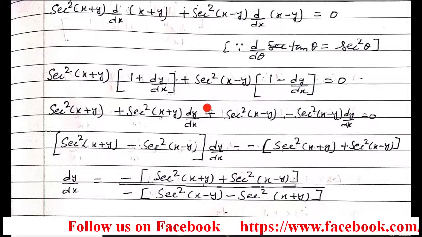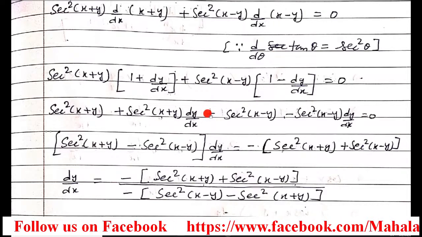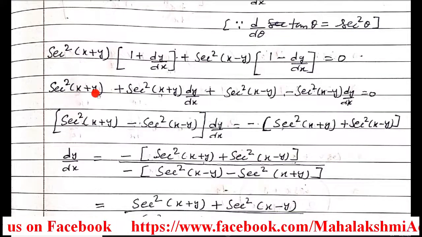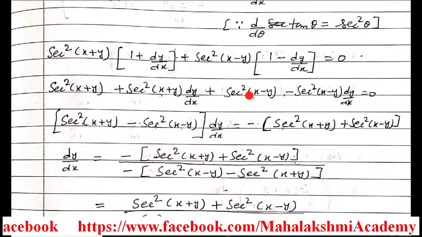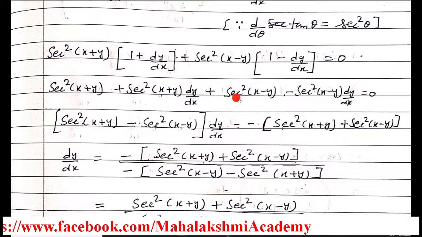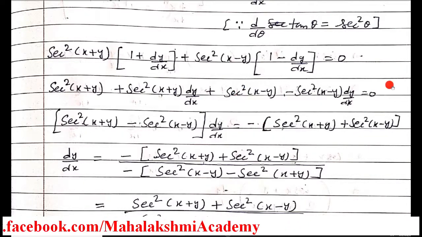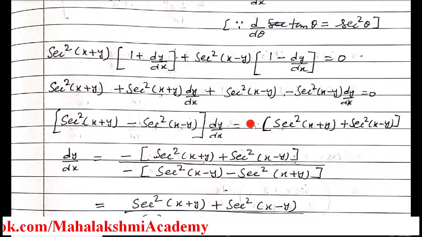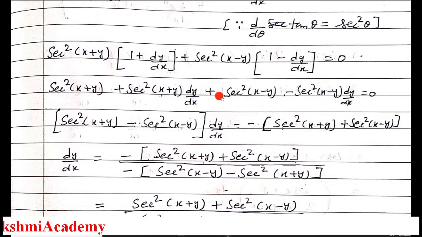Now what is our target? We want dy over dx. This term doesn't have dy over dx, so shift it to the other side, and this term also. When both terms move to the right-hand side, both become negative, so I took the negative common and they came in the bracket. Now in both the terms we have dy over dx, so take it common and keep the remaining terms in the bracket.